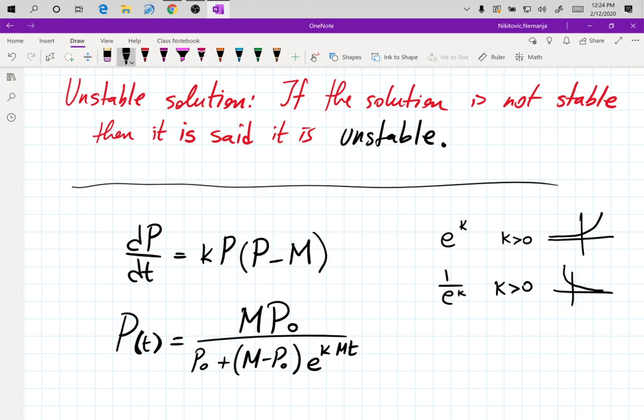So if I have a positive k, but e with that k is in the denominator, you have a decay. So this is no longer a population growth model. This is an extinction model, because given enough time, the population is going to go extinct.